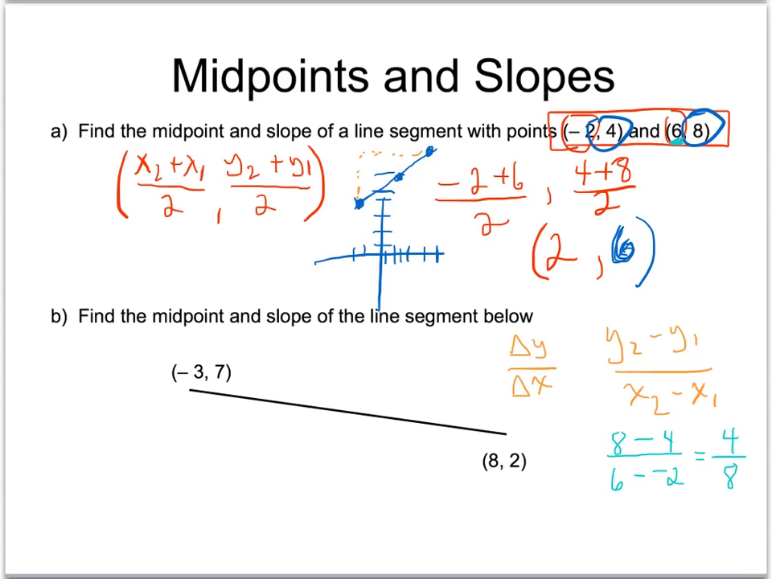And of course, we reduce at the end. Our slope is going to be 1/2. So going back to my diagram above, for every 1 unit I rise, I'm running 2 units. Rise 1, run 2, etc. That's what slope is. Now, I want you to find the midpoint and the slope of the line segment below. Go ahead and hit pause and do that on a sheet of loose leaf.